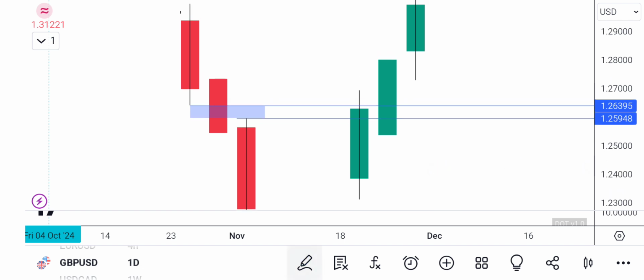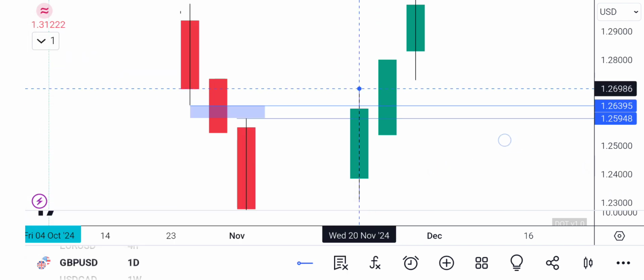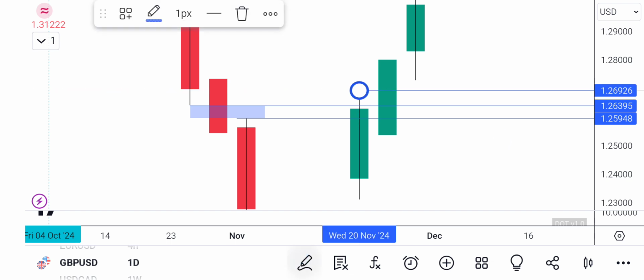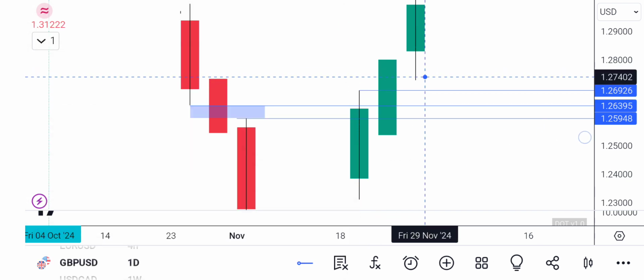Now let us look at this other scenario. Look at this other candle, the candle's high, and this other candle's low over here.